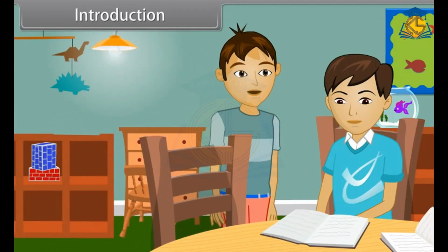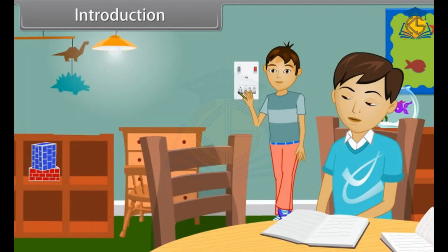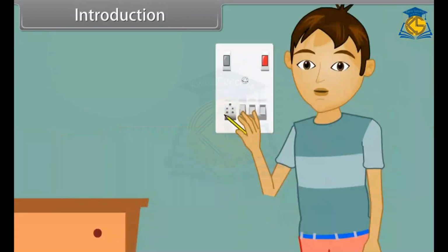Ajay, what are you reading? I'm reading my chemistry textbook. Arjun, don't put that pencil into the switch. You will get an electric shock. Electric shock? But why? Pencil is made up of wood and graphite, and both are non-conductors of electricity.